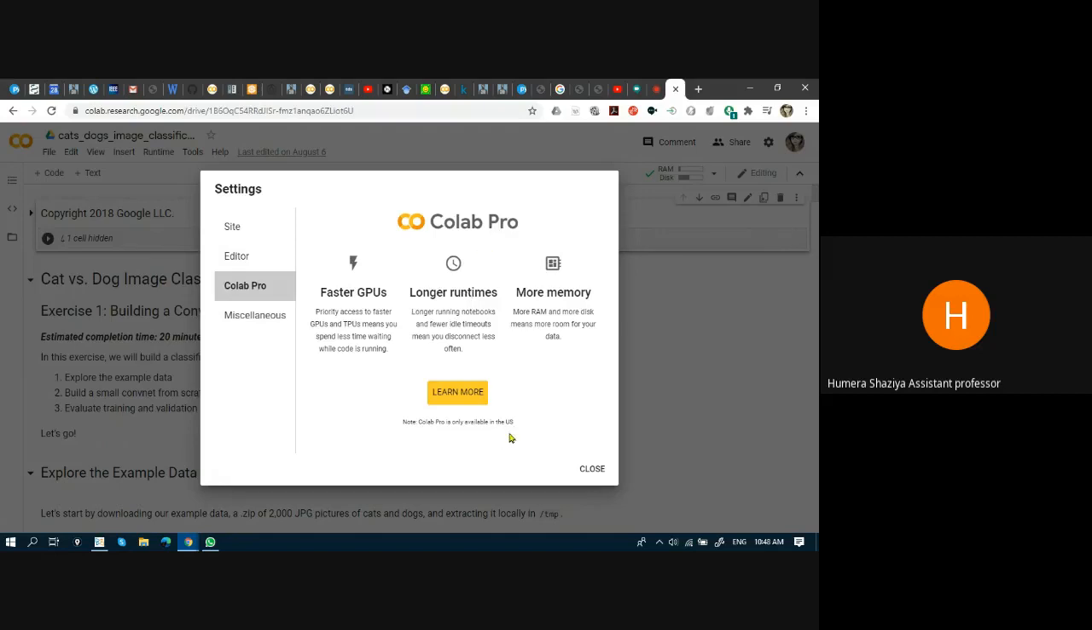Colab Pro is a paid service. It is available only in US. Then you get faster GPUs, longer run times. Like this is pay and use.